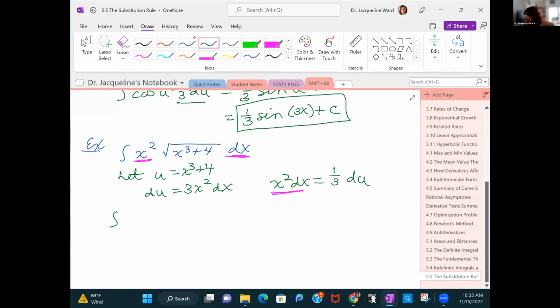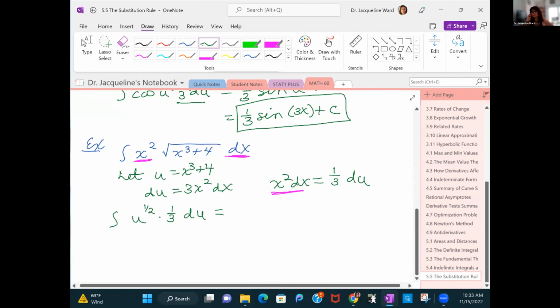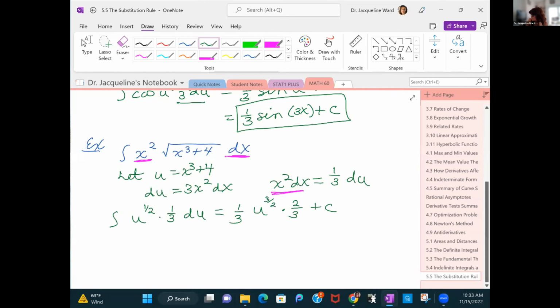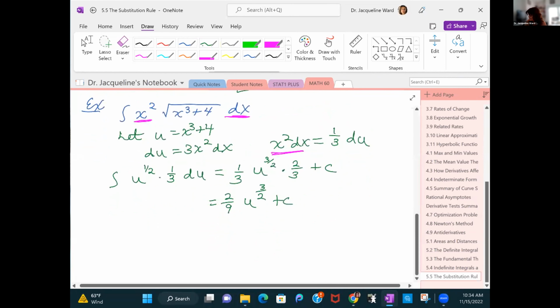So I'm going to substitute in the square root for u. So I'm going to write u to the 1/2, and then times a third du. So again, you can pull the 1/3 out. And then you add 1, so you get 3/2. Divide by the new power, or multiply by the reciprocal, and then plus the constant. So that's 2/9. And then switch back to x.